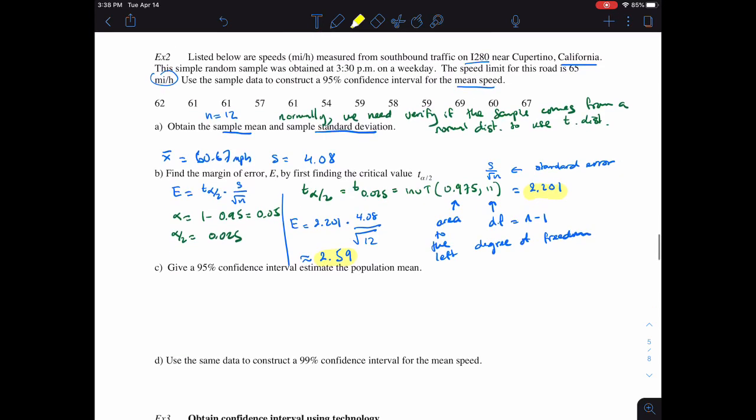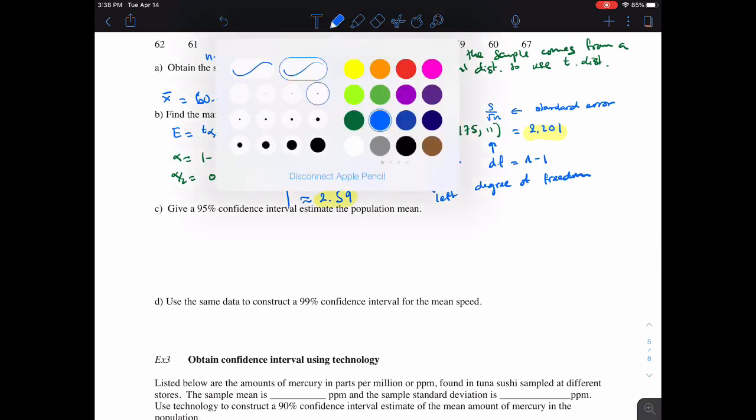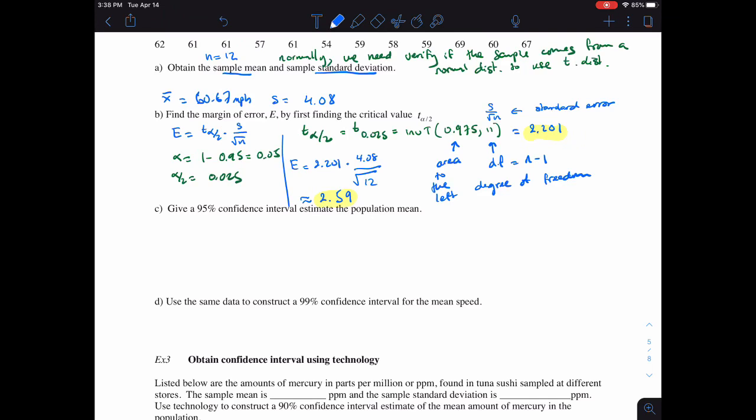And again, at the end of this video, I'll show you how to do this t critical value separately. So once we get the margin of error, we can go ahead and find the 95% confidence interval, and that is x bar minus the margin of error, and then x bar plus the margin of error, to get these endpoints. So x bar was 60.67. The margin of error is 2.59, and now 60.67 plus 2.59, and let's see what that comes out to be. 60.67 minus 2.59.